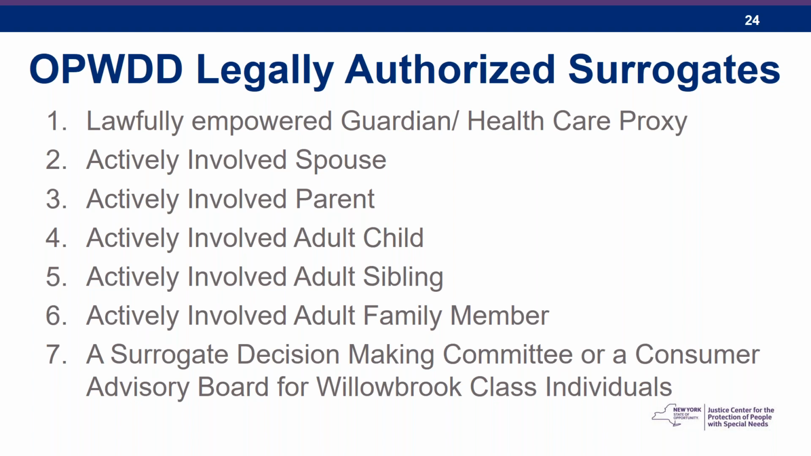So we look at, does this person have an actively involved spouse, an actively involved parent, adult child, adult sibling, family member, and really the last resort is surrogate decision making. So these are the legally authorized surrogates. SDMC and also Consumer Advisory Board. SDMC does not become involved unless there is no one else. So that's the important thing to remember here.